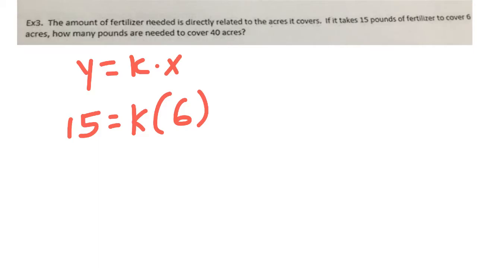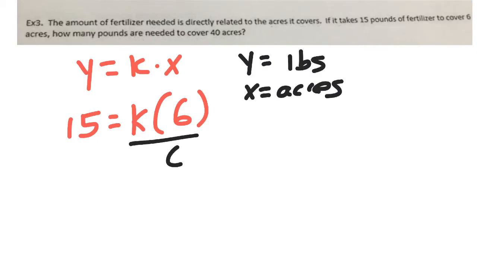I just have to remember which one I let be which value. So I let Y be equal to my pounds. I let X be equal to my acres. Okay, divide by 6. So it's going to tell me K is equal to 2.5.